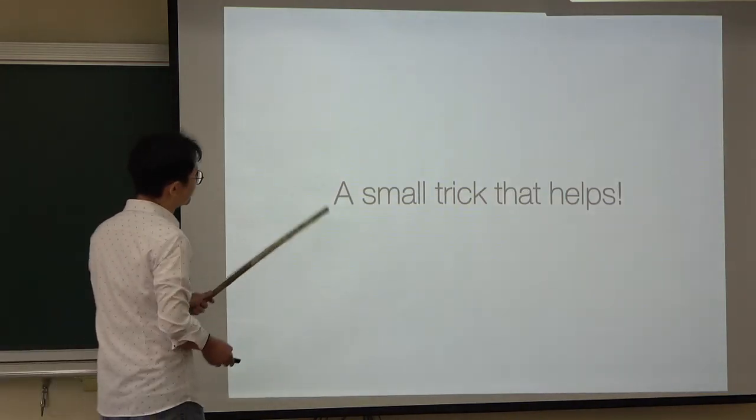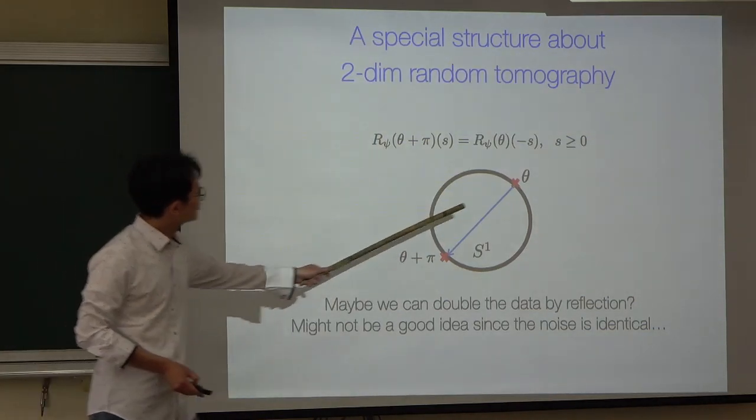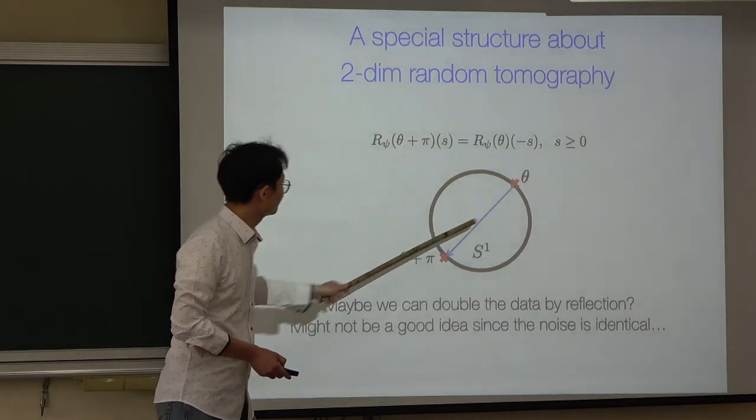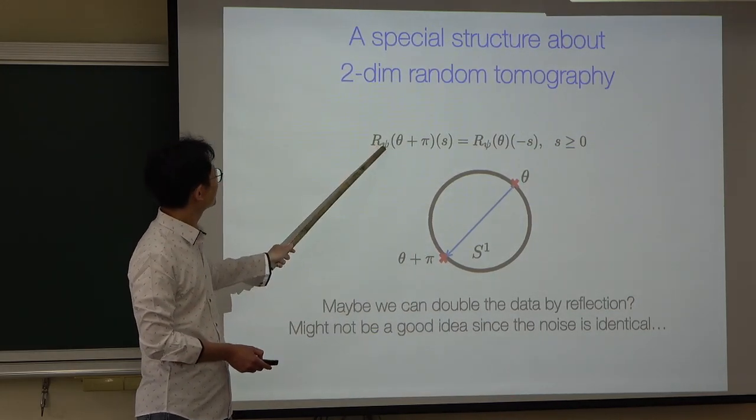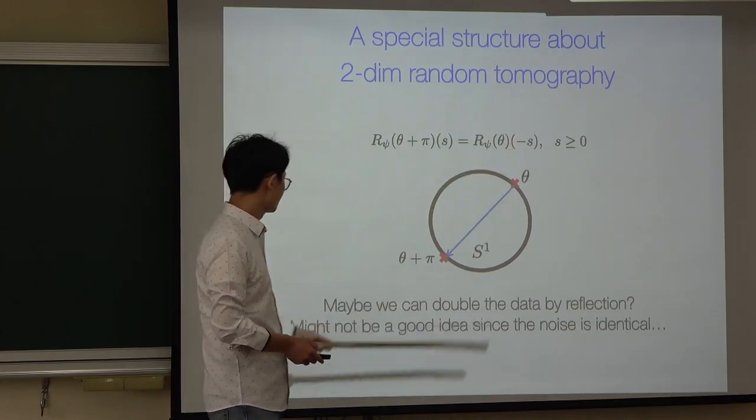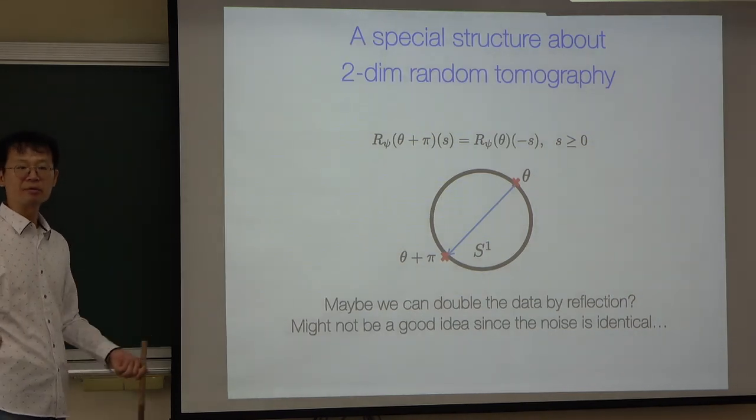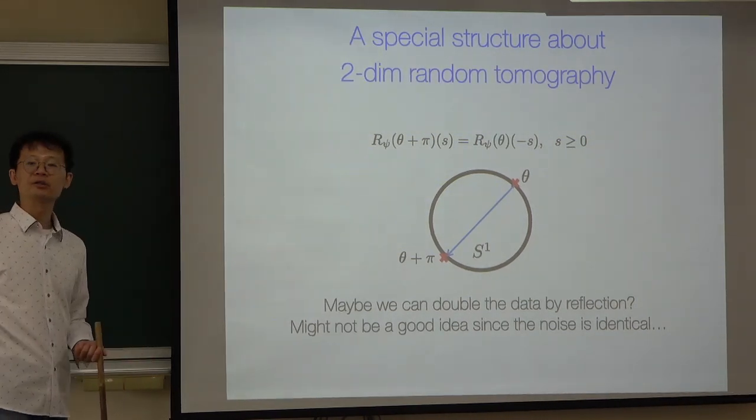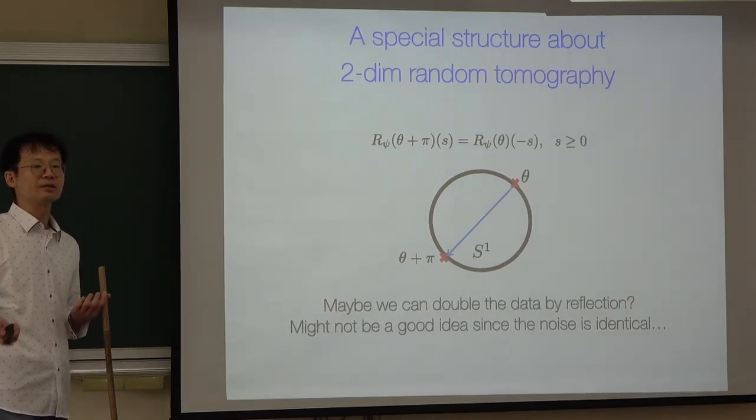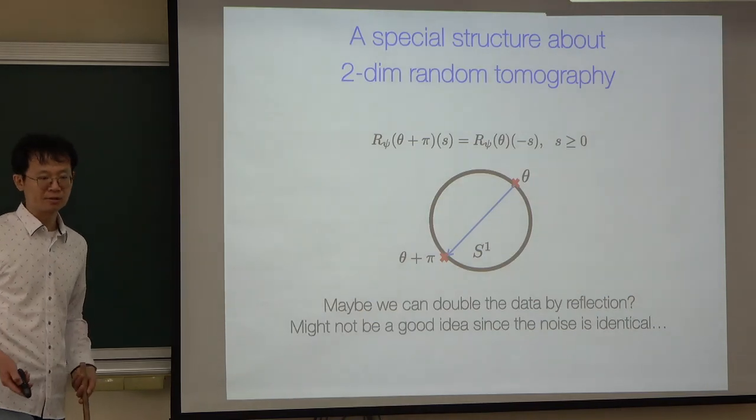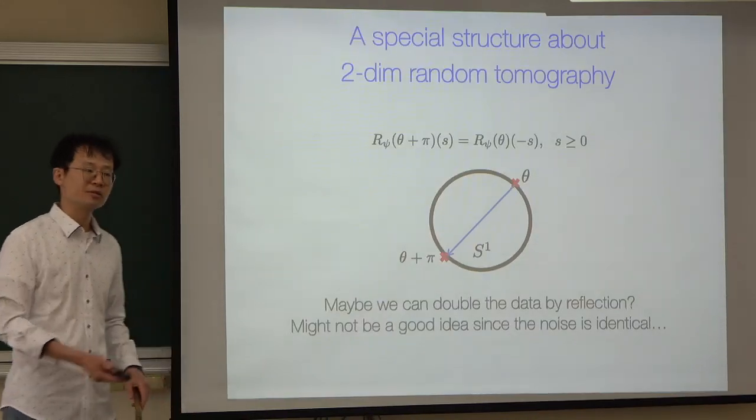Okay, and there's a small trick that can help. The small trick is the following. If you do a flip, which is theta, and you have theta plus pi, this theta plus pi is minus S. So maybe you can say we can directly double the data by reflection. But this might not be a good idea, because if you just directly double it, the noise will be dependent. And you don't want dependent noise. You want noise to be independent, which is better if the purpose is using the central limit theorem and so on.